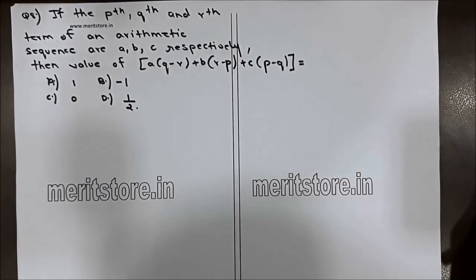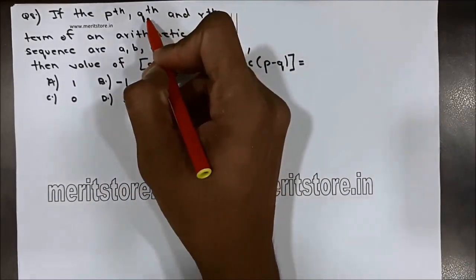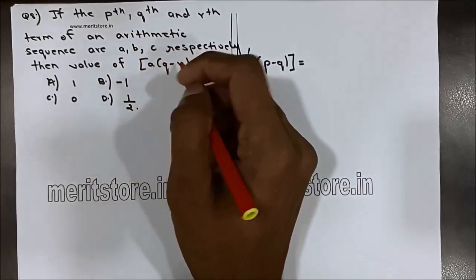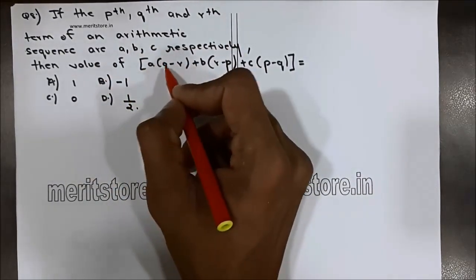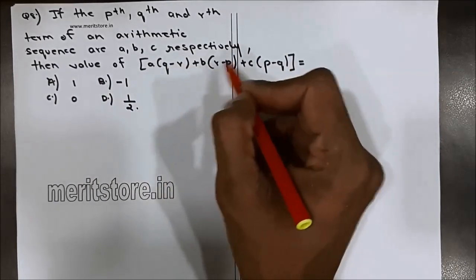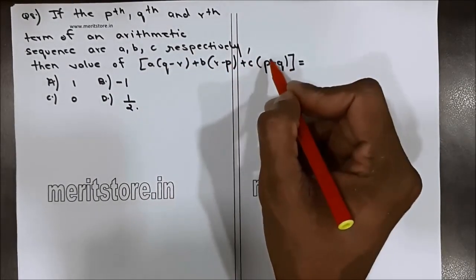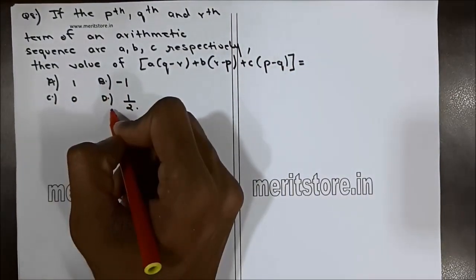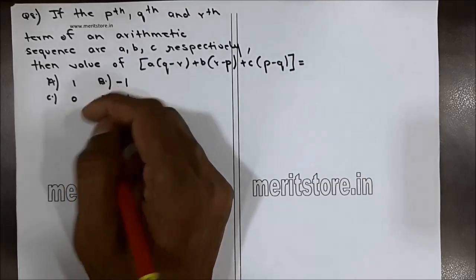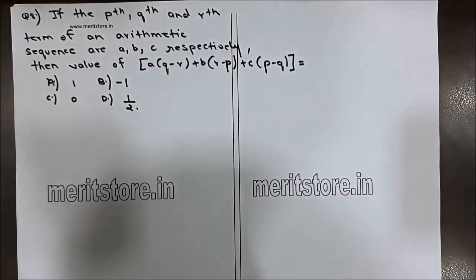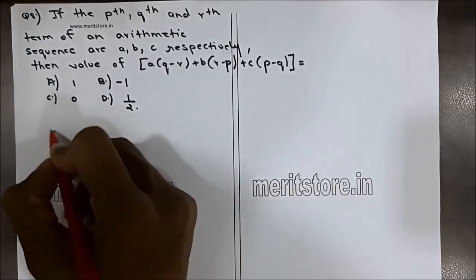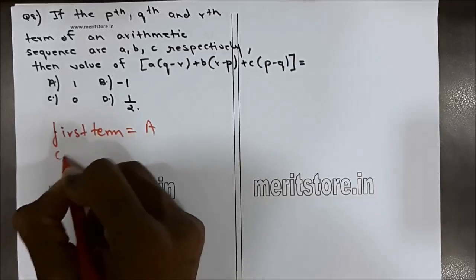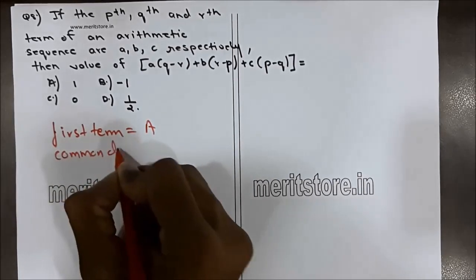Question 8. If the pth, qth and rth terms of an arithmetic sequence are a, b, c respectively, then the value of a(q minus r) plus b(r minus p) plus c(p minus q) is equal to: A 1, B minus 1, C 0, D half. Suppose the first term and the common difference of an AP are A and D respectively.